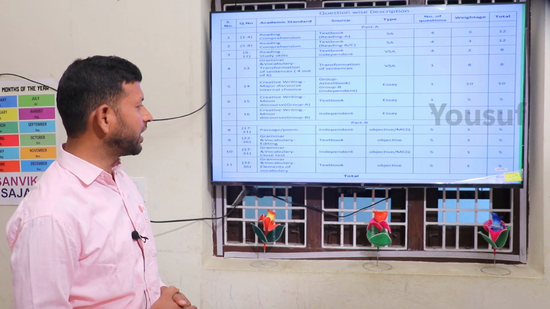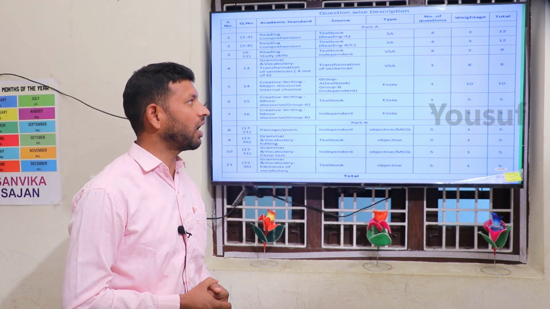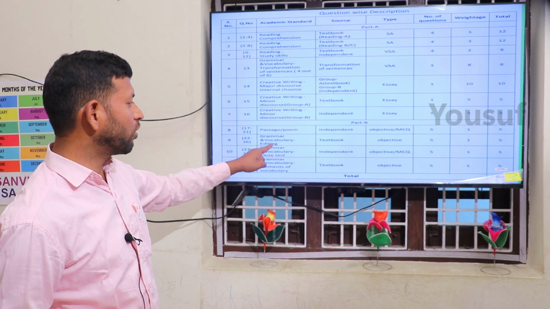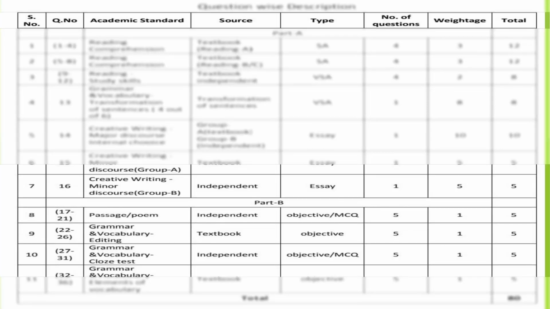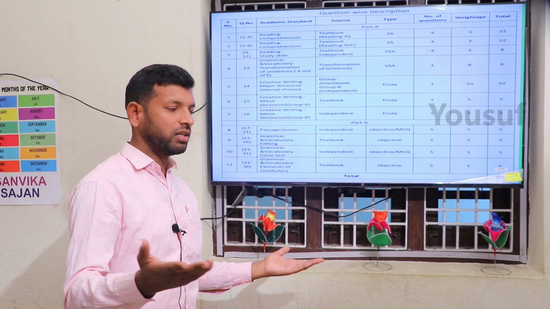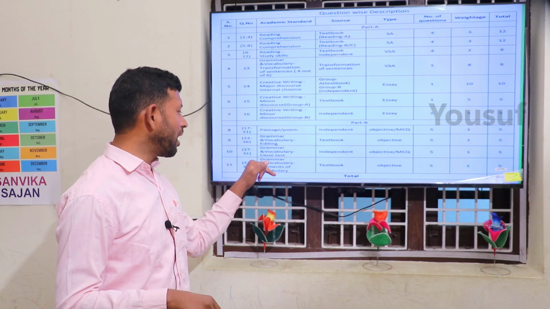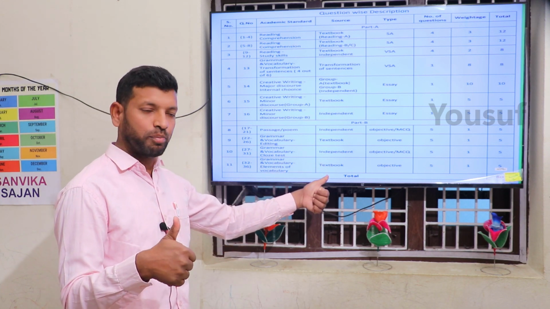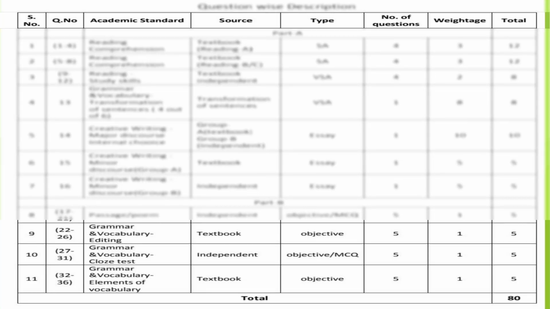Then grammar and vocabulary, textbook. It is all about objective, 5 questions will be there, and weightage 1 mark, 5 on the 5. Then in this grammar and vocabulary closed test and independent, you know that I have already informed you what independent is and all. Objective MCQ 5 on the 5. Right, the last one is question number 32 to 36. So grammar and vocabulary, elements of vocabulary. It is from the textbook, and there will be objective questions, 5 questions, 1 mark each, total 5.